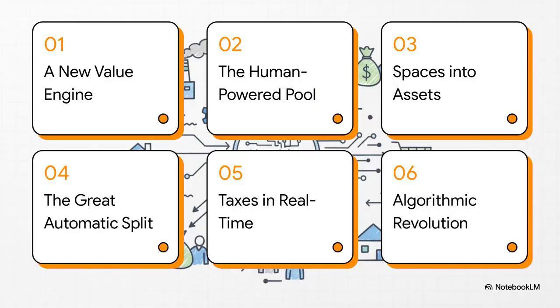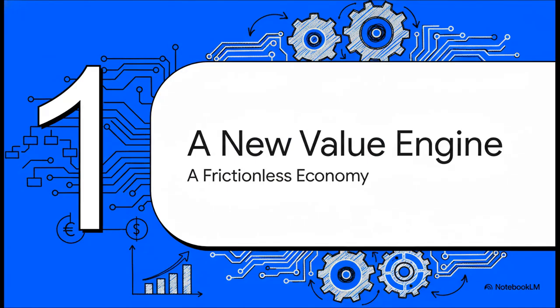All right, so here's how we're going to break this down. First, we'll look at the value engine itself, the big idea. Then we'll see who actually runs it, the human-powered pool. After that, we'll get into how it turns empty spaces into real assets, how it splits every single dollar automatically, and this is a big one, how it handles taxes in real time. And finally, we'll zoom out and talk about what this algorithmic revolution really means. So let's start at the top.